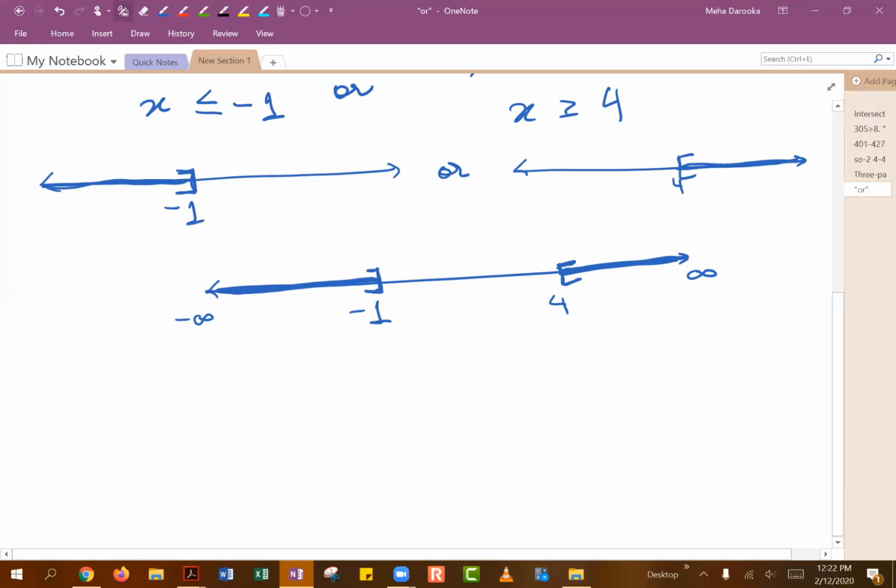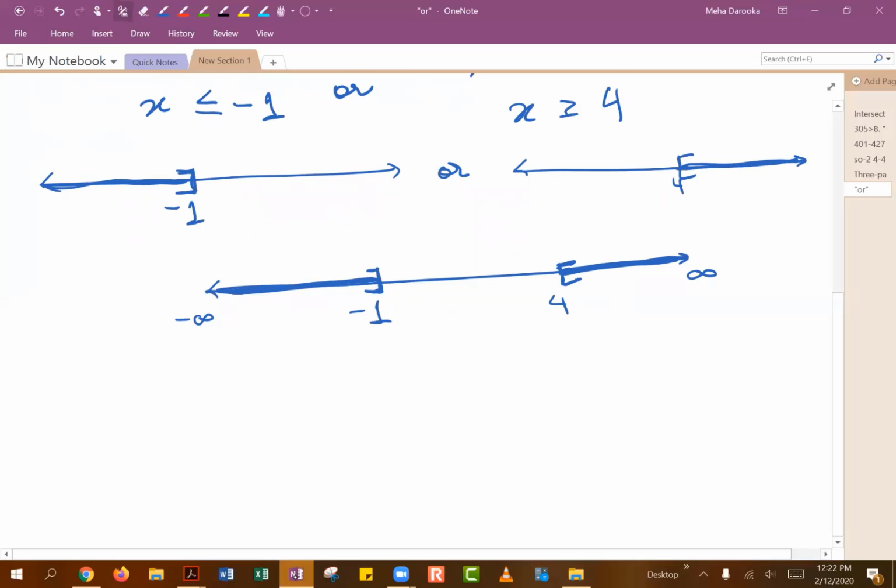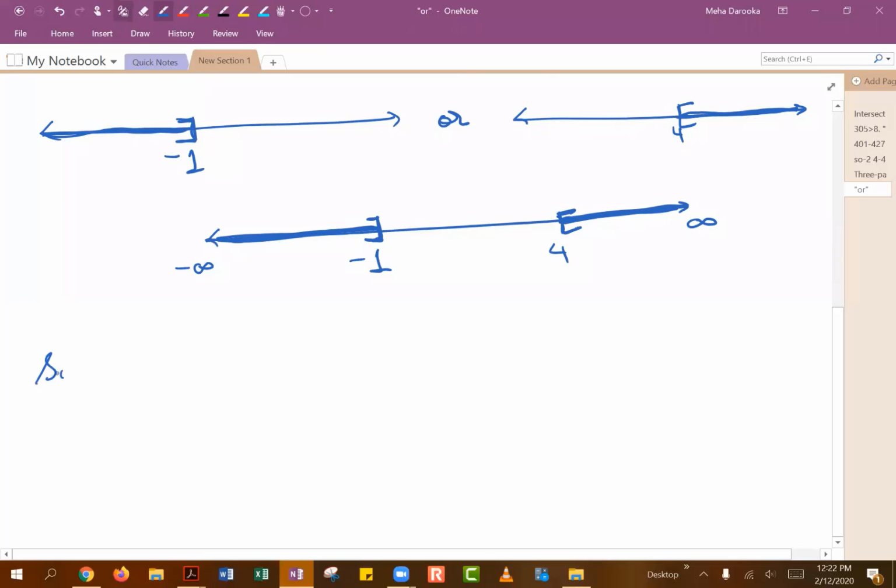Go back and look at that table. If it's an or inequality, then this is what we have. You are looking at opposite directions, which means to combine them, we have to use the union symbol, right? Because there's no overlap between them. They're completely two separate sections, completely disconnected, if you will. So any idea on how we can write this in our interval notation?